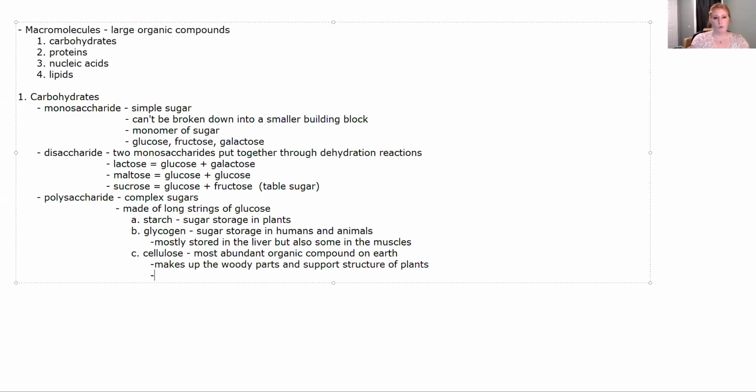Fun fact, we can't digest cellulose. Most organisms on Earth can't digest it.